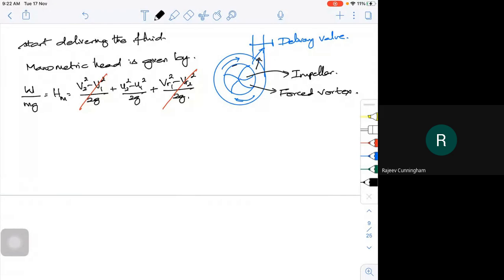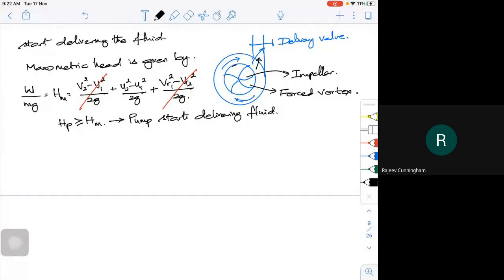Okay. Now, suppose HM is the manometric head, and suppose HP is the head required by the pump. It should be greater than your manometric head, or greater than or equal to this. Then only, under these conditions, the pump starts delivering fluid. It should be equal to that or greater than that.